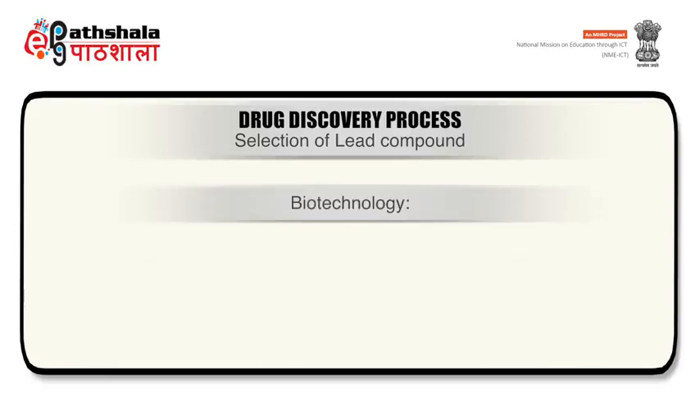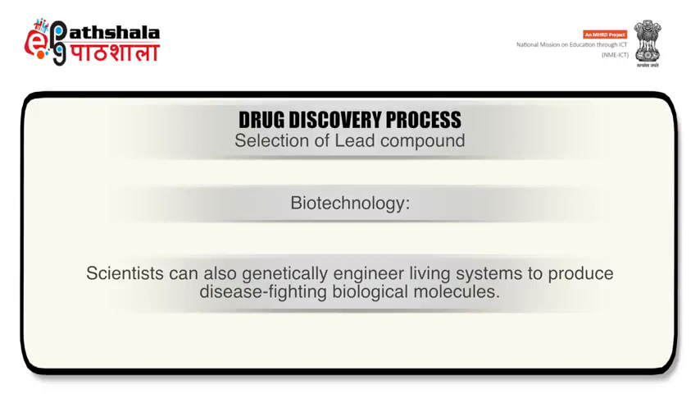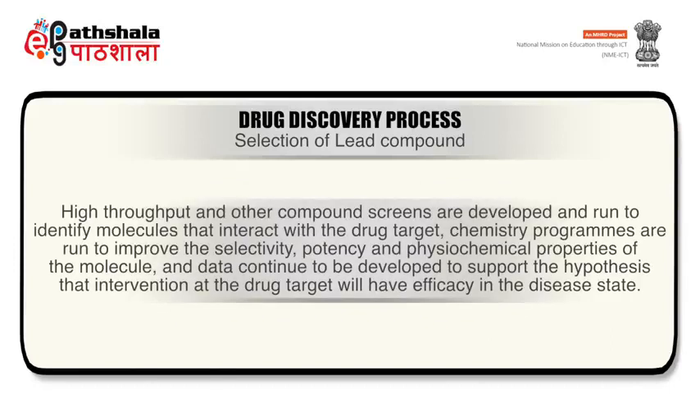The last way to find a lead compound is by biotechnology. Scientists can also genetically engineer living systems to produce disease-fighting biological molecules. High throughput and other compound screens are developed and run to identify molecules that interact with the drug target. Chemistry programs are run to improve the selectivity, potency and physicochemical properties of the molecule, and data continue to be developed to support the hypothesis that intervention at the drug target will have efficacy in the disease state.